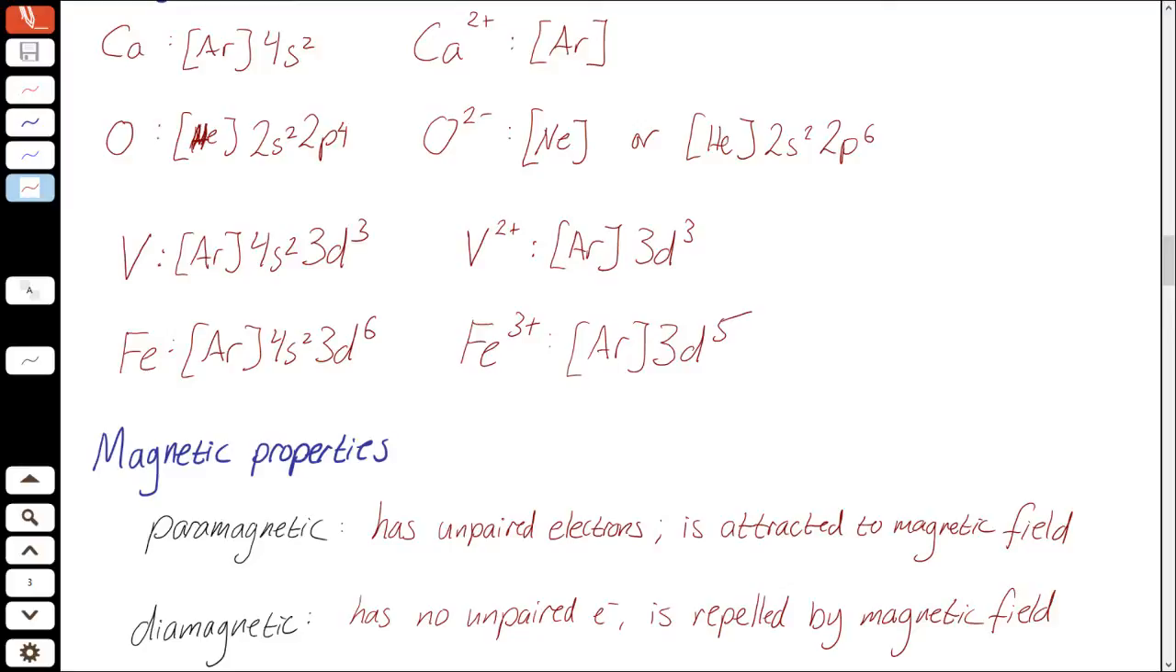What about the iron 3+ ion? Paramagnetic or diamagnetic? Paramagnetic, same thing. All of its d electrons would be unpaired since there's 5 d orbitals. You see how that works?